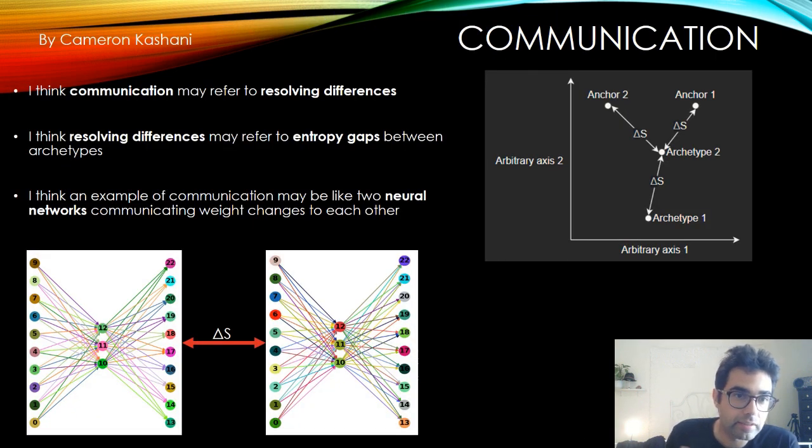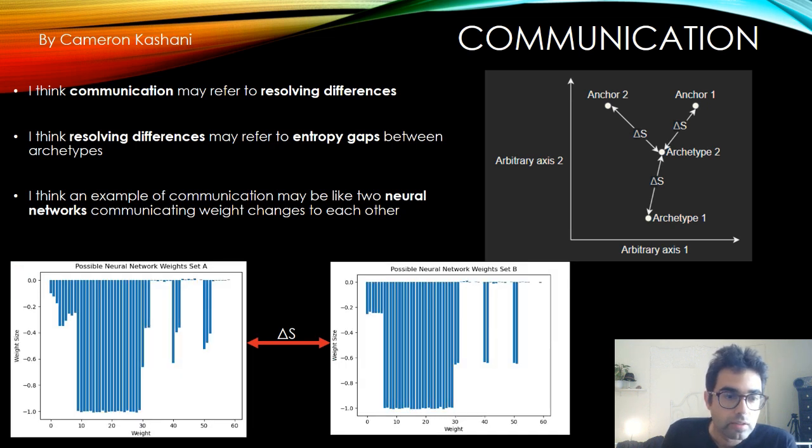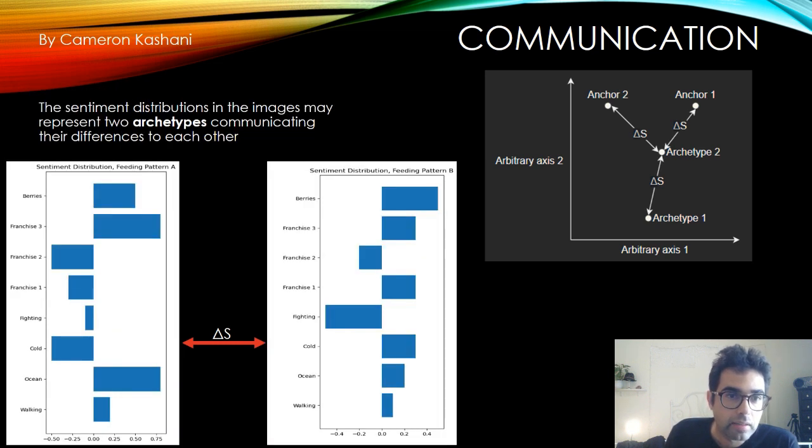I think communication may refer to resolving differences. I think resolving differences may refer to the entropy gaps between archetypes. I think an example of communication would be like two neural networks possibly communicating weight changes to each other. So those are the neural network weights shown as possibly exchanging some information. And yeah, then those are the sentiment distributions that may be possibly being communicated.